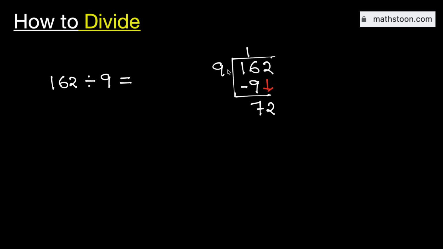And we know that 9 times 8 is equal to 72. If we subtract, we get 0. Now see that we have no number to bring down here and we have got the number 0. So we will stop. Therefore, 162 divided by 9 is equal to 18. And this is our final answer.